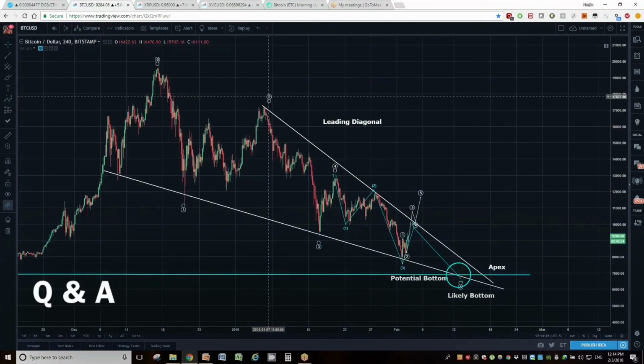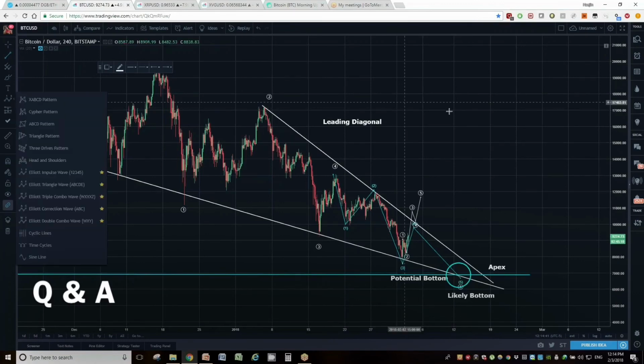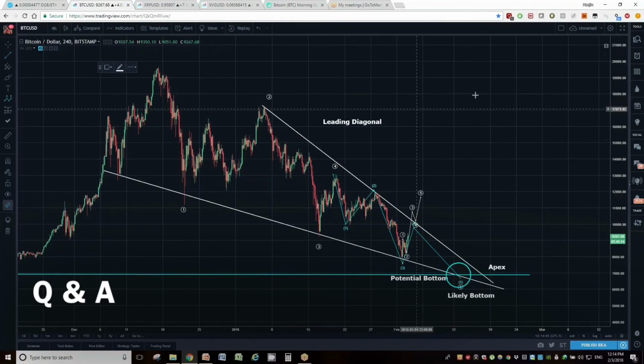It was a sideways triangle and you labeled it A, B, C, D, E. Within the A, B, C, D, and E, is there any type of Elliott wave theory about the different structures of that? Yes, absolutely. Let me show you.